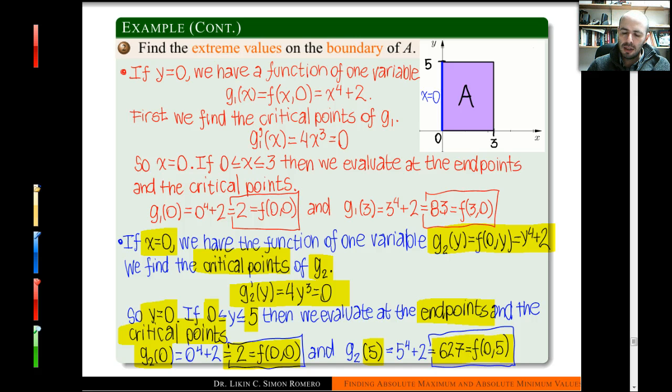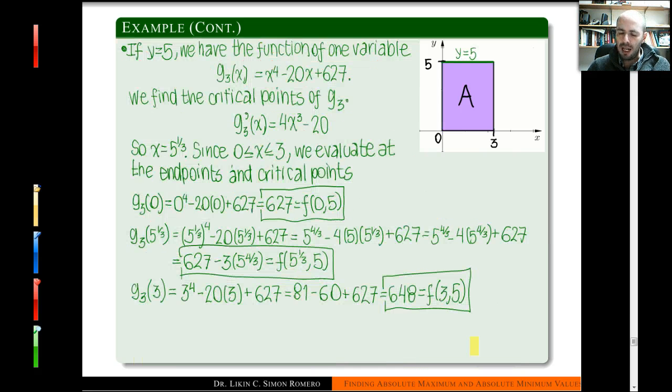So now let's take the next line segment, that is this one on the top. So we're going to have y equal to 0, and x is going to move from 0 to 3. If you plug in y equal to 0, you obtain this function. We find the critical points of G3, we take the derivative, solve for x, and what we end up with is 5 to the 1/3.